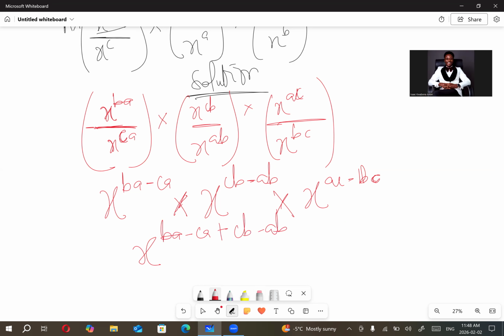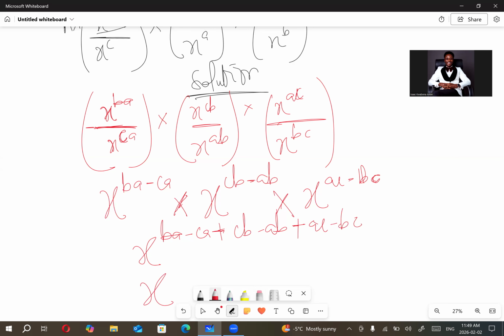minus AB. Please, if it's minus, introduce a bracket. If you don't take care, something will happen when you are expanding the bracket. So if it's minus, introduce the bracket, else you'll be wrong. I think I saw someone committing an error like that along the line. Anyway, then plus AC minus BC.